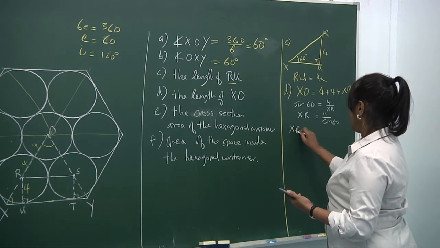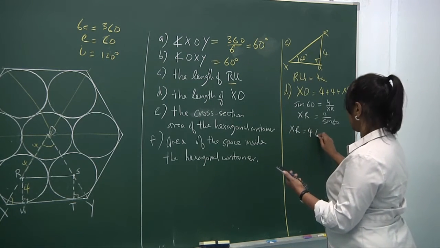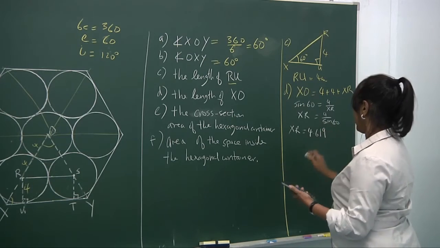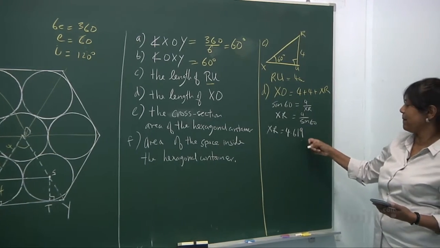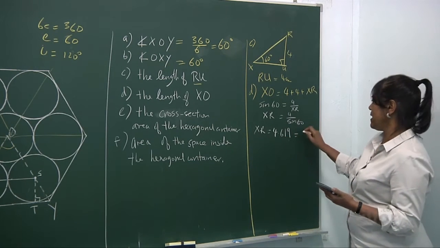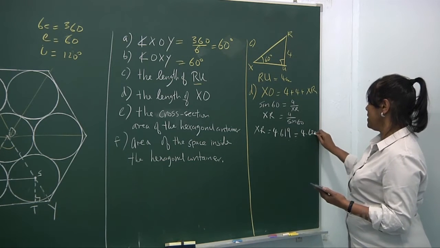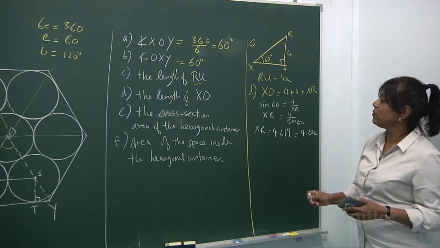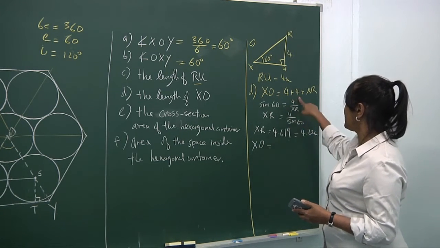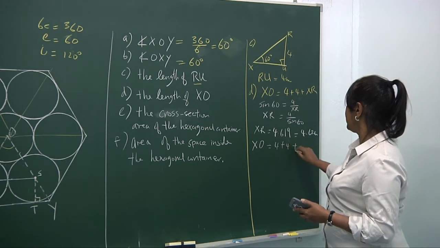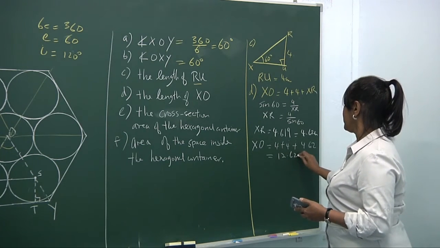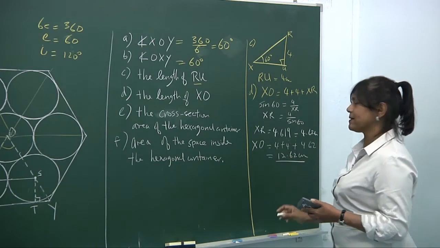So your XR is 4.618, which rounds up to 4.62 to 3 significant figures, in cm. Now if we look at XO, XO is going to be 4 plus 4, plus this answer 4.62, and you get 12.62 cm.